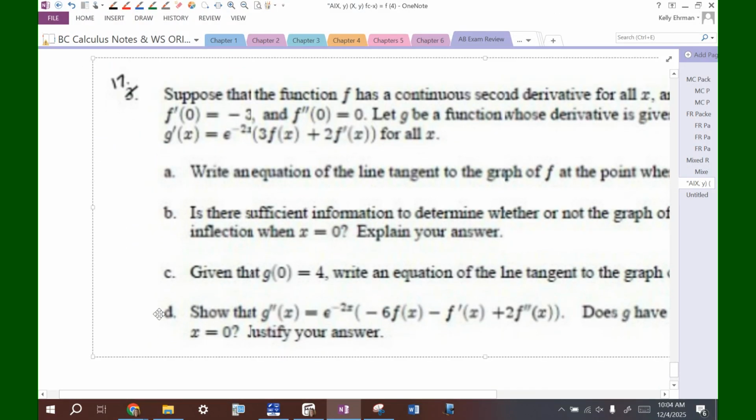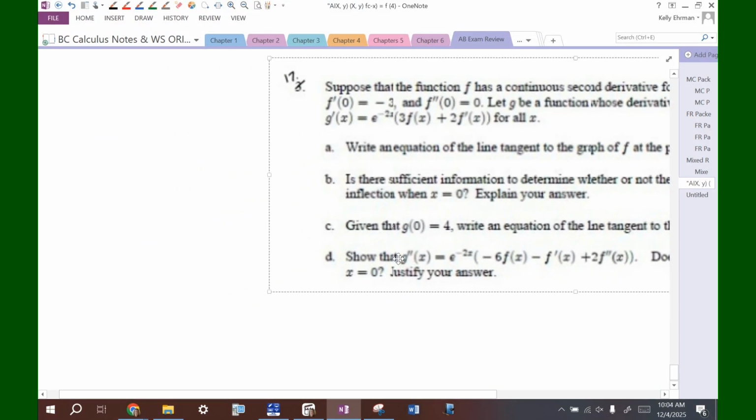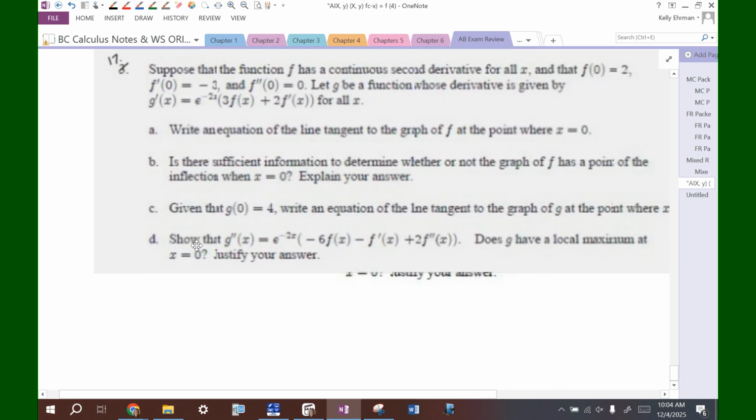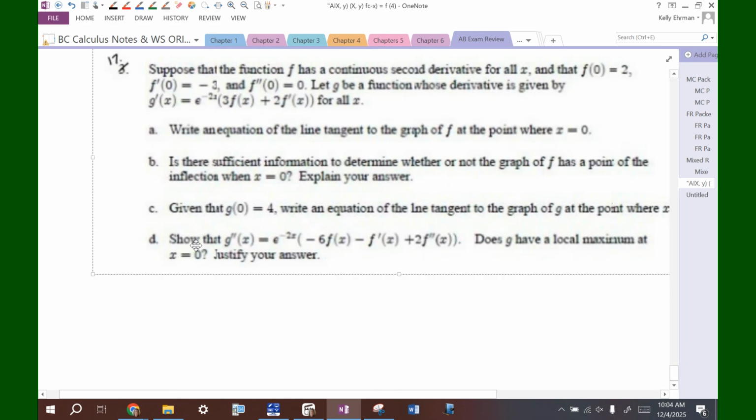All right, this one. Suppose that the function f has a continuous second derivative for all x, and that f of 0 equals 2, f prime... oh wait, I don't think we can do all of this problem. Can we? Oh wait, maybe we can, sorry. Never mind, I thought it was going to start going into Taylor. Okay, anyway, we have all this information.